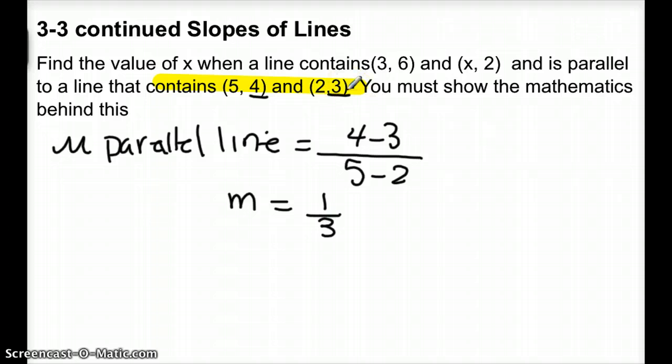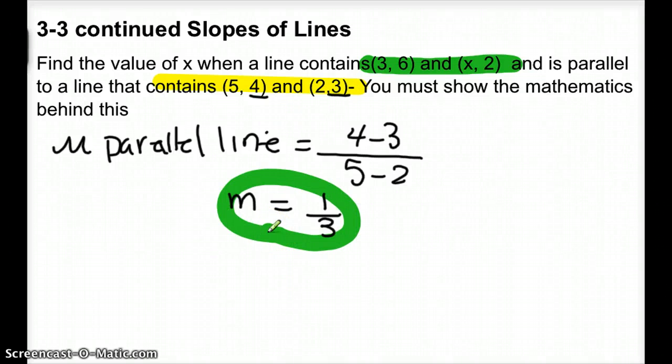So when I look for the ordered pair here, that has to have the same slope. So I'm going to use the slope of 1/3. Had this problem read perpendicular, then you would take this slope here and you would flip it and change the sign. But since it's parallel, I'm going to keep that slope 1/3.